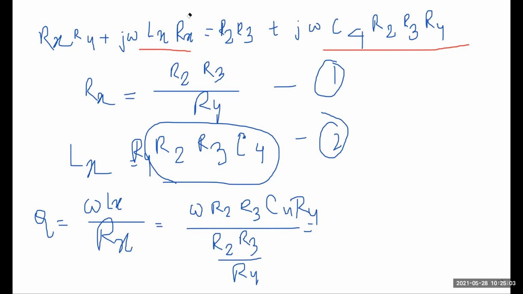Ma'am, it will become R4 squared. Yes, R4 squared, and omega will be there. R2 R3 will cut down, right? So it will remain C4 R4 squared, right? It will come like this?